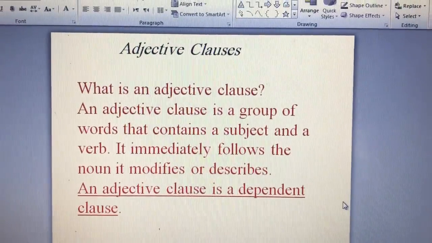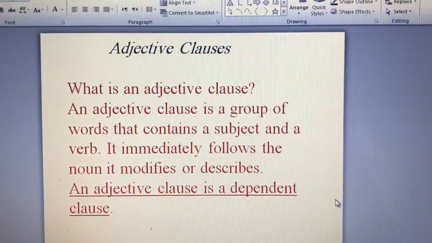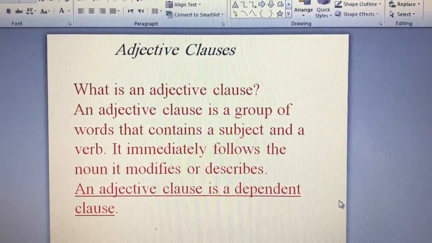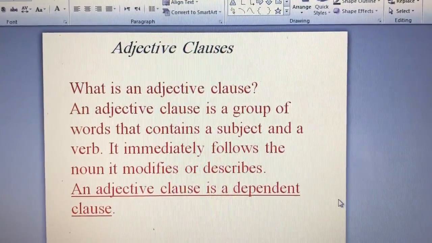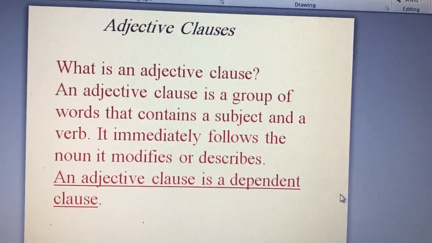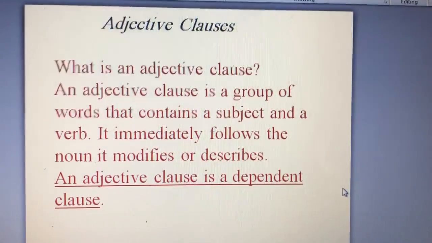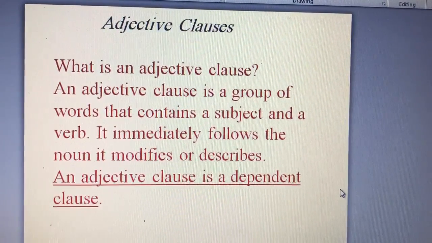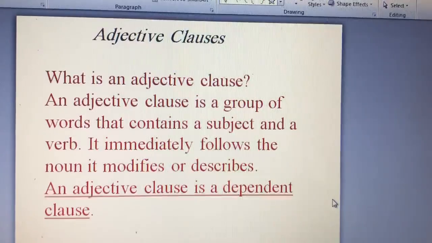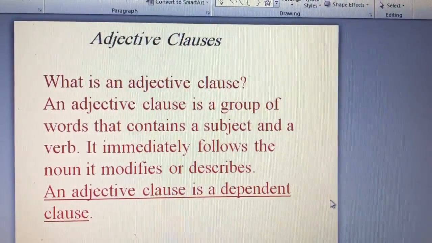Before I start talking about this relative pronoun whom, let me remind you of what an adjective clause is. An adjective clause is a group of words that contains a subject and a verb. It immediately follows the noun it modifies or describes. An adjective clause is a dependent clause.